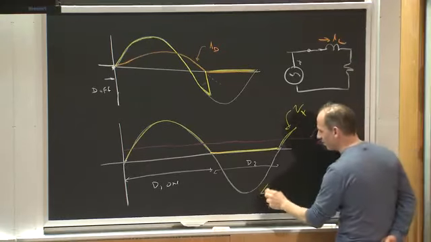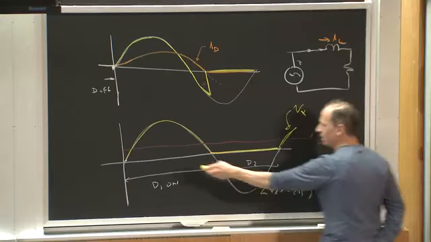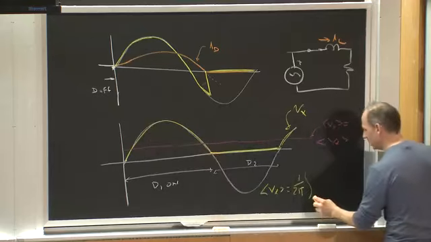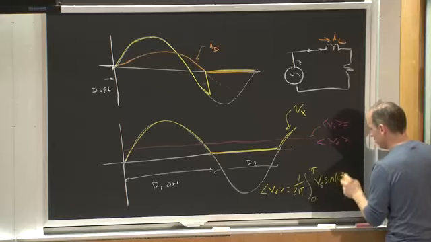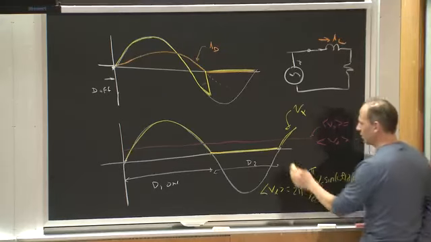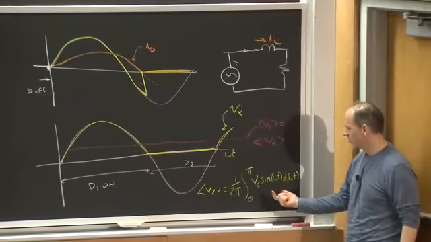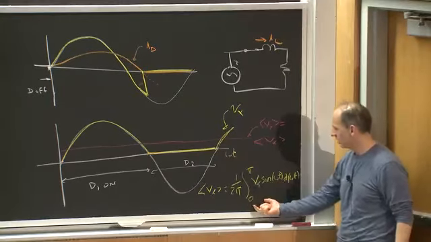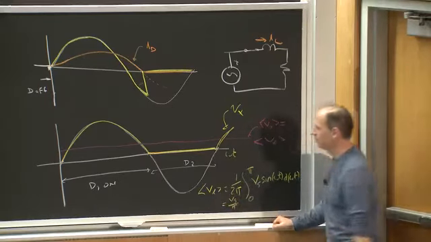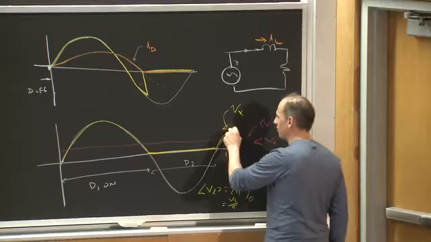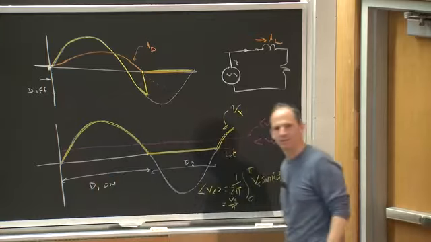Well, I would say that the average value of Vx is simply 1 over 2 pi, the integral from 0 to pi of Vs sine omega t d omega t, because I did everything in electrical angle here instead of time. If I take this integral, this just ends up being Vs times cosine of 0 minus cosine of pi. This just ends up being Vs over pi, right? So the average value of Vx here is just going to be Vs over pi.